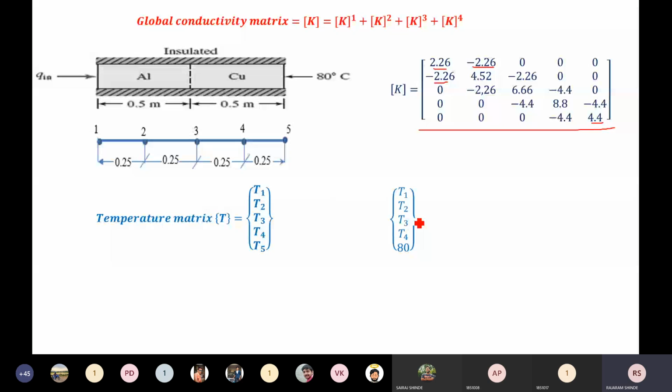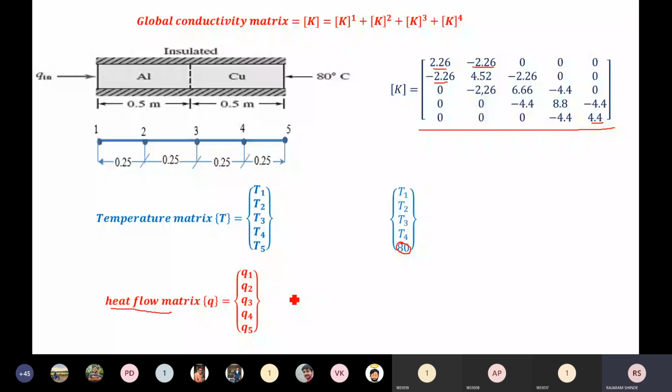Now this one is with the boundary condition. This is the temperature at node number 5. Next one. This is a Q matrix, the heat flow matrix I have written here. You see this one. It is the heat flow matrix. Now what are the boundary conditions in the heat flow matrix? Can anyone tell?